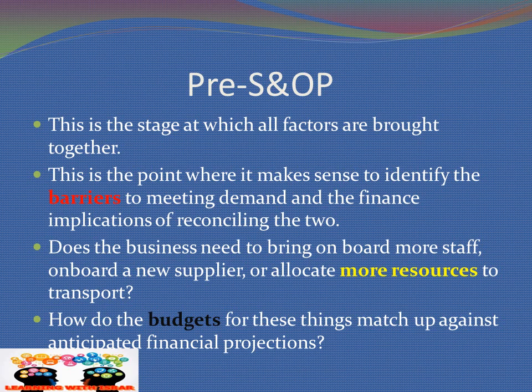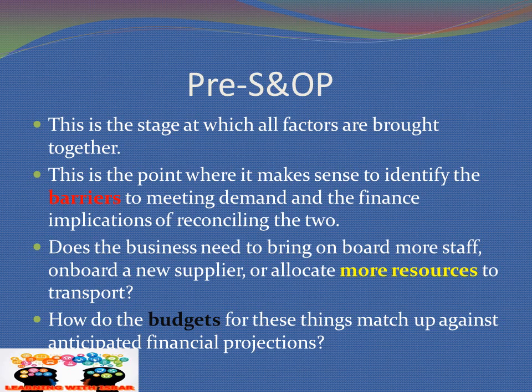This is a stage at which all factors are brought together, and at this point it makes sense to identify the barriers to meeting demand and the financial implications of reconciling the two. So basically we are synchronizing our supply and demand. We have to create a flexible plan to meet the ups and downs of our demand. So we are going to match supply with our demand.